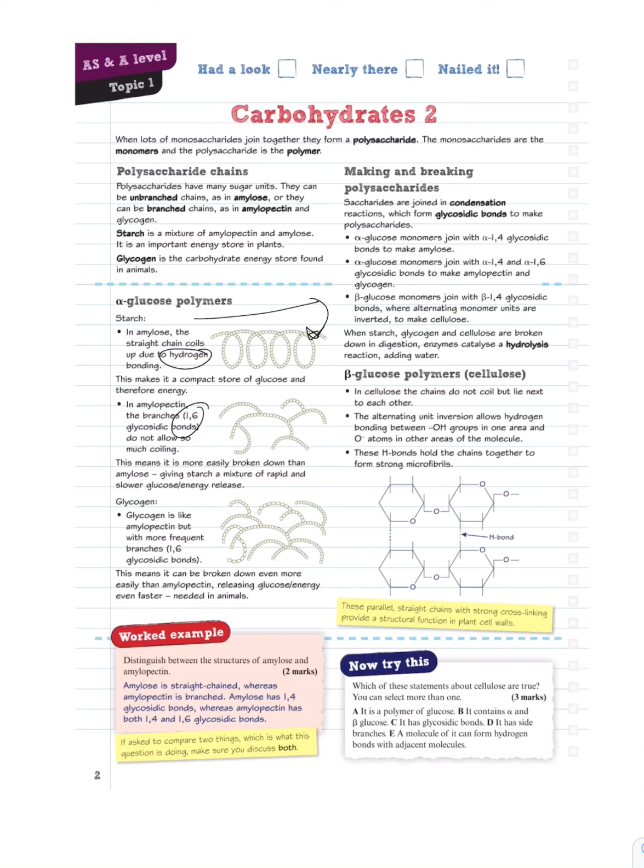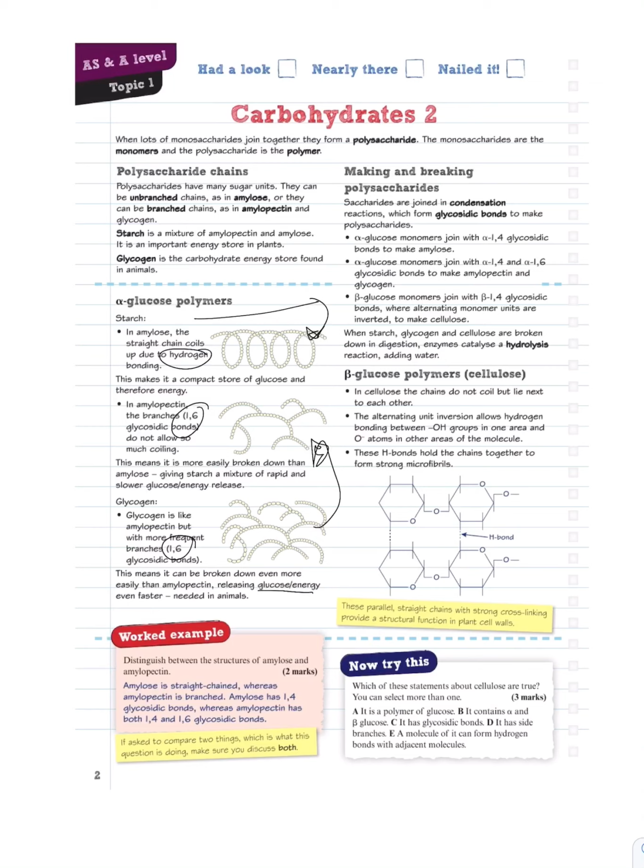This means amylopectin is more easily broken down than amylose, and so it gives the starch a mixture of rapid and slow glucose energy release. Glycogen is like amylopectin, but with more frequent branches of 1,6 glycosidic bonds. Therefore, it will look mostly unbranched, like in amylopectin. This means it can be broken down even more easily than amylopectin, releasing the glucose energy even faster, and that's needed in animals.